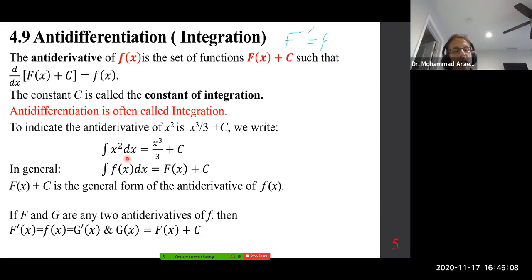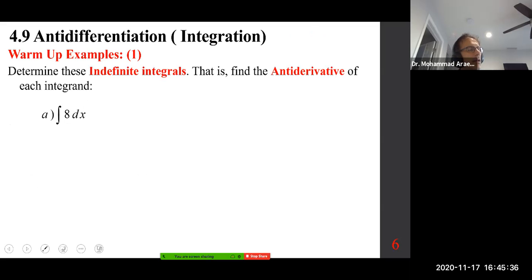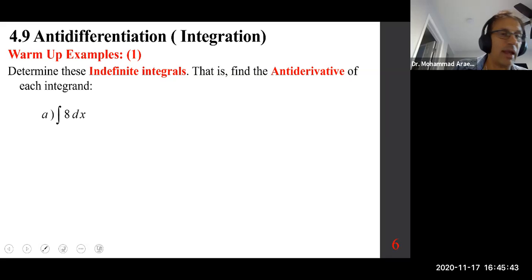Now, the last thing, if F and G are any two antiderivatives, then they differ by a constant. In other words, if you have capital F of x and differentiate it, you get capital F prime. If you have capital G of x, you get capital G prime. And both of them are equal to lowercase f of x, the difference is just a constant. Okay. All right. Let's get started with some warm-up examples. And then we get to the heart of the matter.